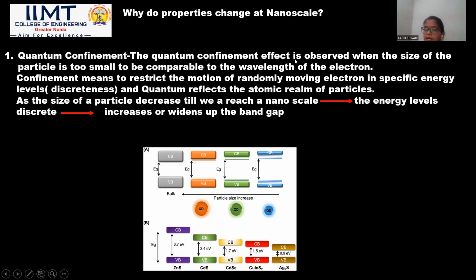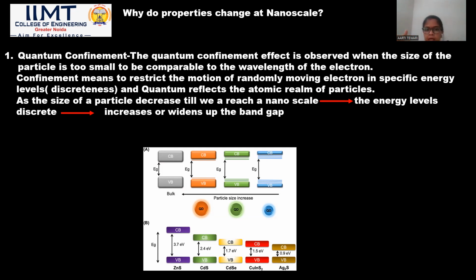So when you decrease the size of the particle, and you take the particle size to as small as the wavelength of the electron, that is when the particle is quantum confined. So what is quantum confined? By words, confinement is actually restricting the motion of the particle, right? It's restricting the particle. And quantum means that you're taking it to atomic scale.